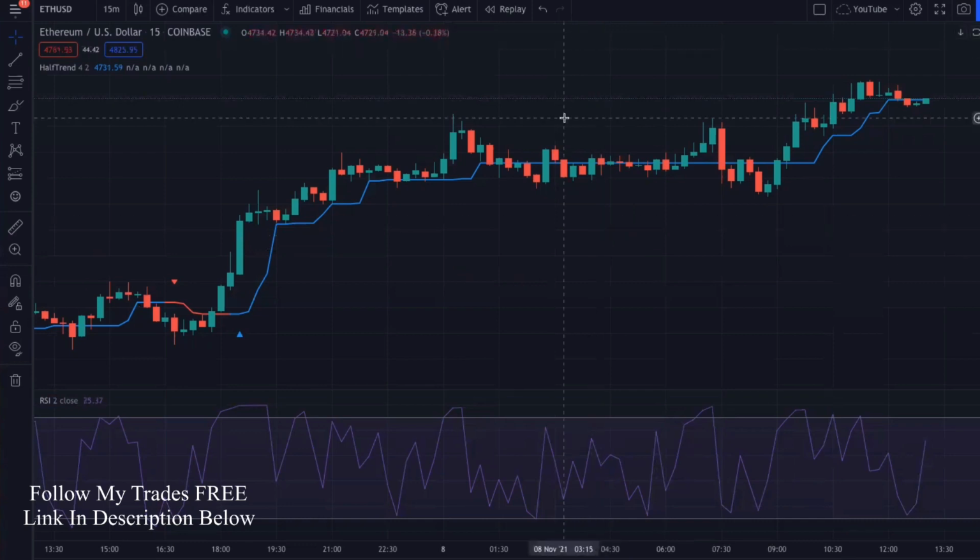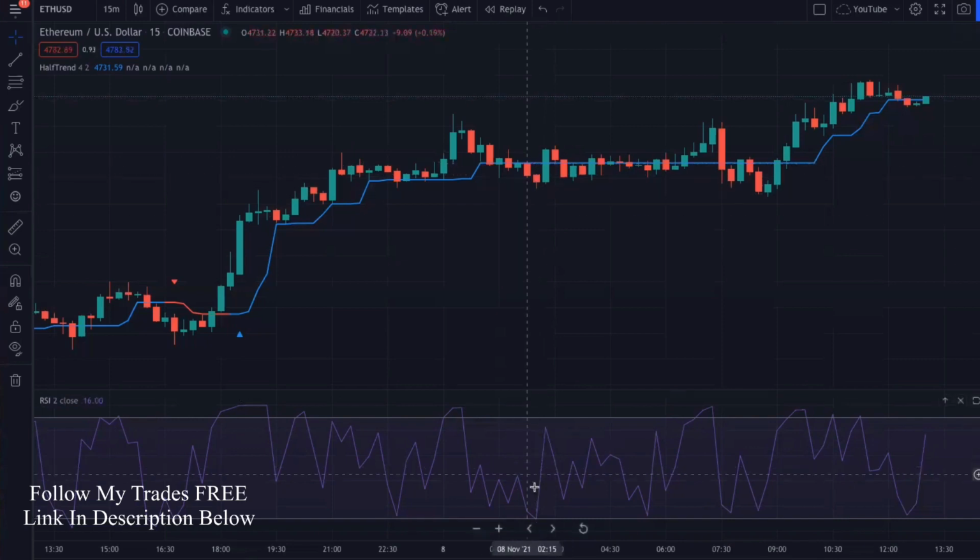So when you're looking at the rules of the strategy, when to buy, when to sell, when you're looking to get into a buy trade, you want to make sure that the half trend is blue. And the trigger candle is going to be when the RSI closes below 10. So for instance, this would be a good trade to get into because look, the half trend is blue, and the candle closes below the 10 RSI.